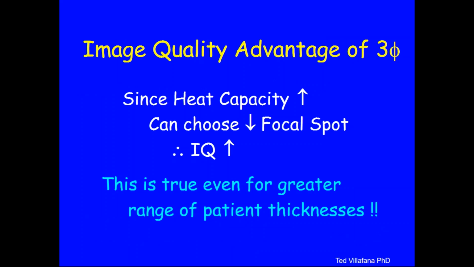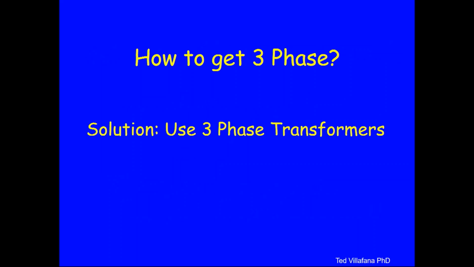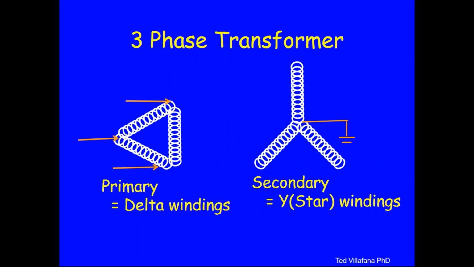So all these advantages, all of our high-end equipment goes there. Okay, how do you get three-phase? You have to use three-phase transformers. Three-phase transformers use 3 coils rather than 2 coils, and they look like this.